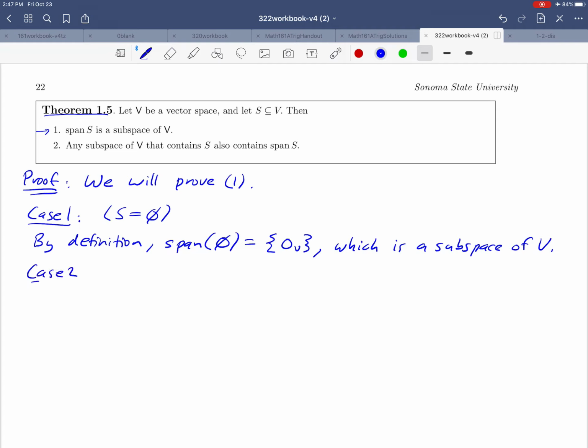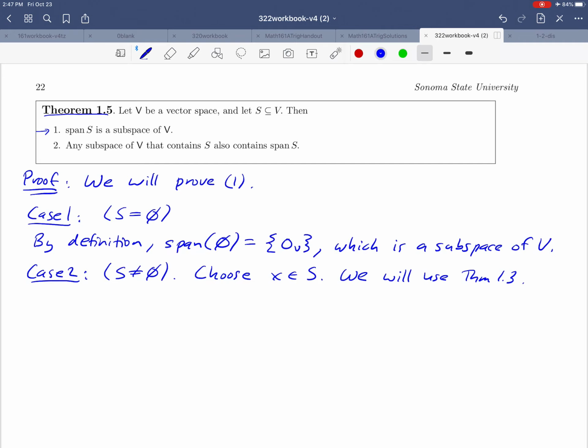Okay, the more interesting case is, what if S is non-empty? Okay, well, if we start with a non-empty bag of vectors, then it's possible to choose a vector in our set. So let's do that. We'll call it x. Okay, and we're going to use our usual tool for showing that something is a subspace. We'll use Theorem 1.3. Okay, what were the criteria that we need to check for Theorem 1.3?